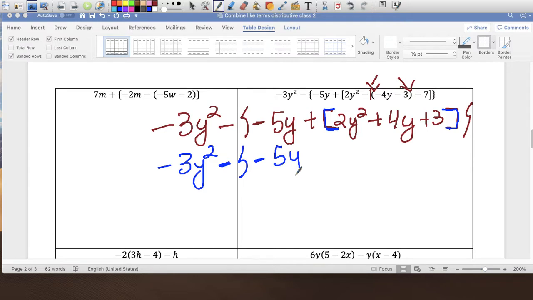Minus 5y, and again, you want to imagine there's a 1 here if you can, and you're going to do the distributive property, right? And because it's a positive one, everybody's going to come out exactly the same when you move the blue brackets. So 1 times 2 is just 2y squared. 1 times 4 is plus 4y because it's both positive, and then 1 times 3 at the end is plus 3.